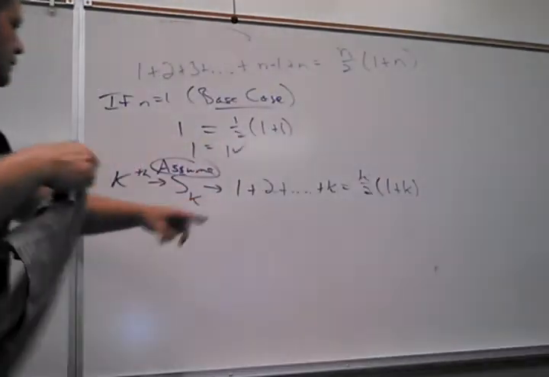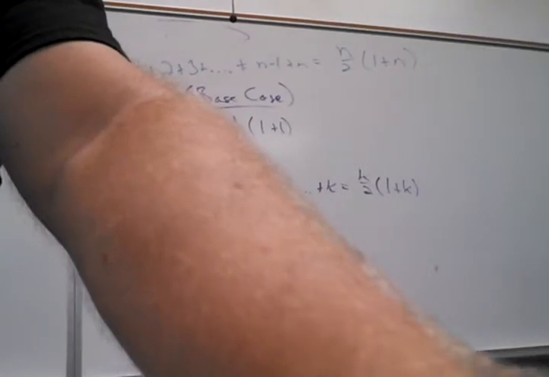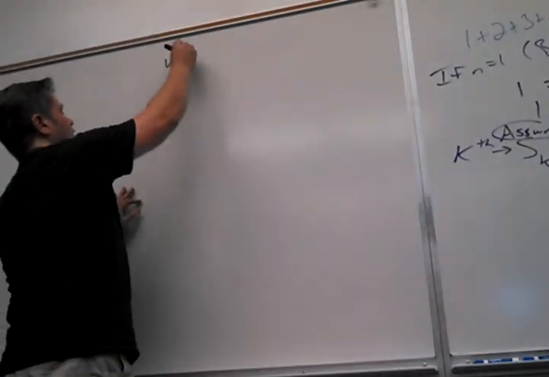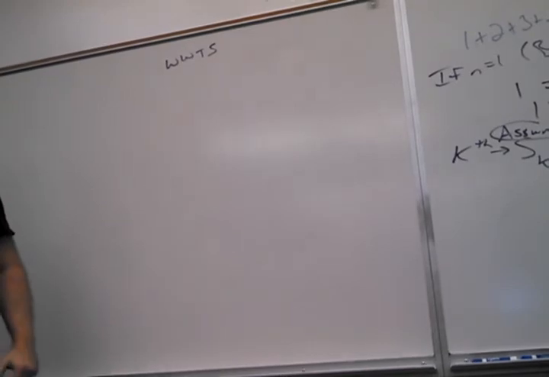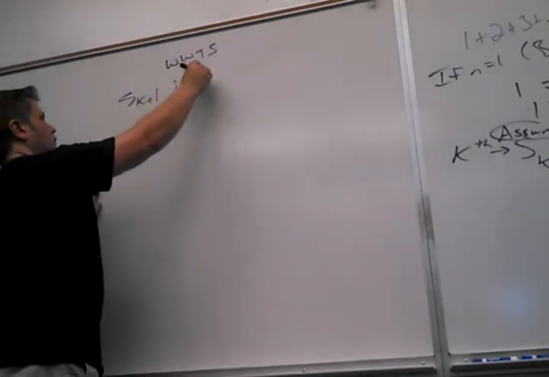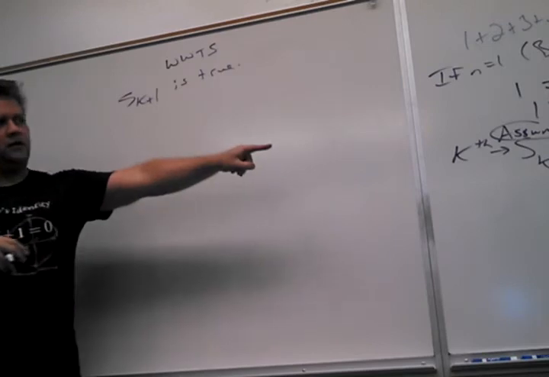So assume that Sk is true. Assume that the statement with the k in it is true. I want to show that. Let me introduce this symbol here. That's going to save me so much horrible writing. We want to show Sk plus 1 is true, assuming that Sk is true.